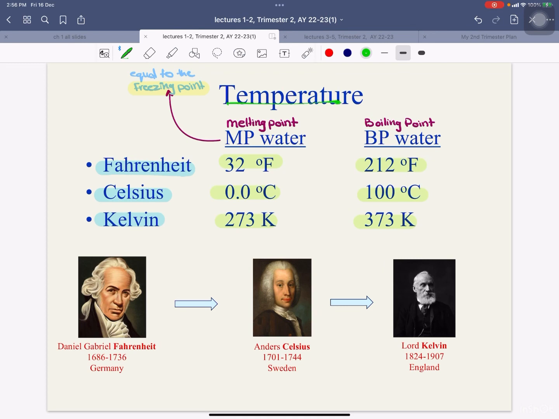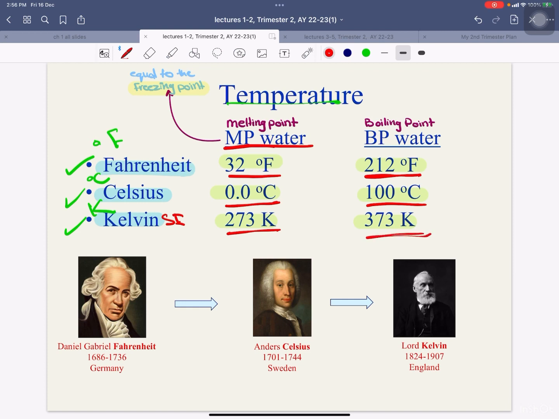Okay, temperature can be expressed in Fahrenheit, in Celsius, or in Kelvin, and we know that the SI unit is Kelvin. So first of all, the melting point in Fahrenheit is 32 Fahrenheit, the boiling point is 212. In Celsius, the melting point is 0 Celsius, the boiling point is 100 degrees Celsius. In Kelvins, the melting point is 273 Kelvins, the boiling point is 373 Kelvins. Those are the scientists that gave names to each temperature unit.